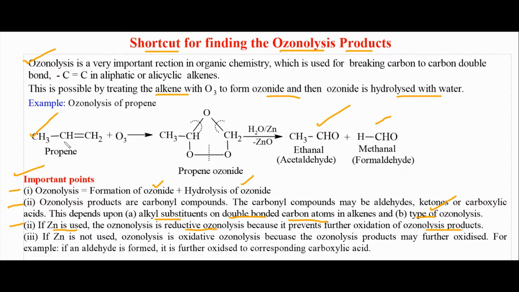In this reaction, propene on ozonolysis gives acetaldehyde and formaldehyde. Since zinc is used, acetaldehyde is not going to be oxidized to acetic acid. Formaldehyde is not further oxidized to formic acid. This is because the oxygen which comes out combines with the zinc to form the byproduct zinc oxide.